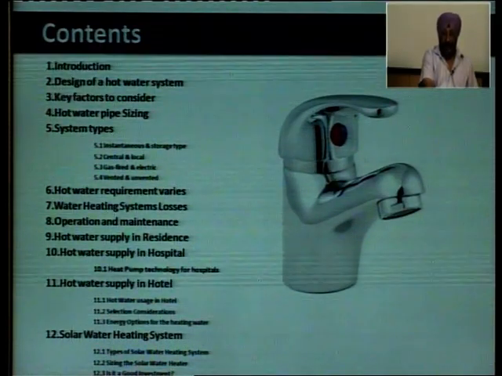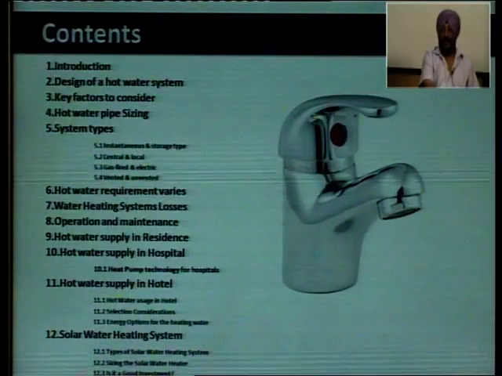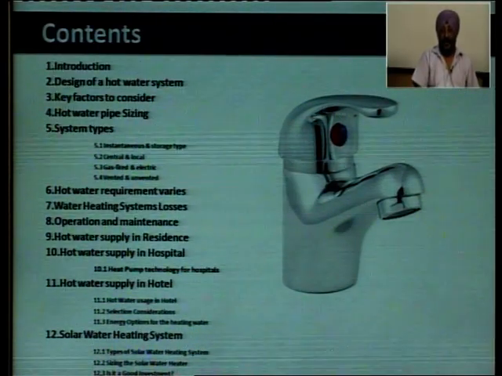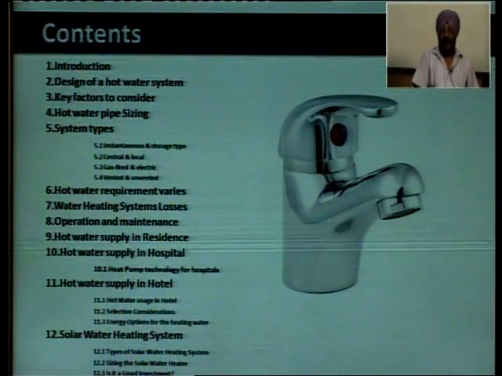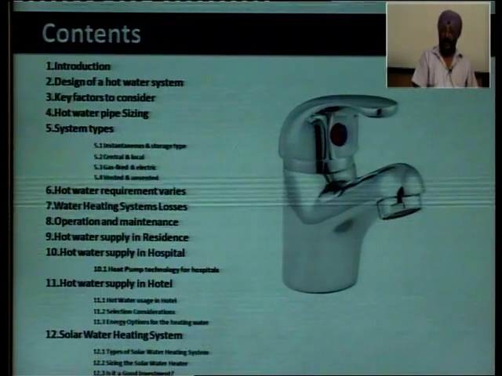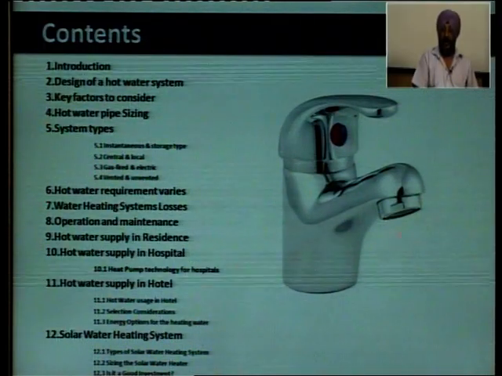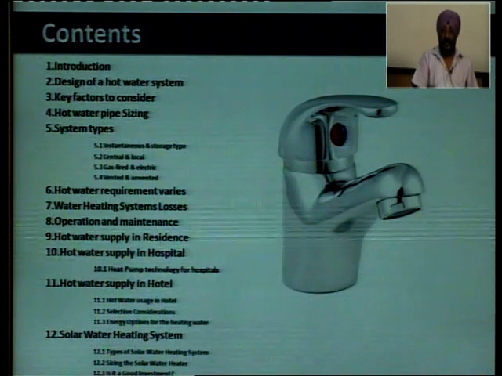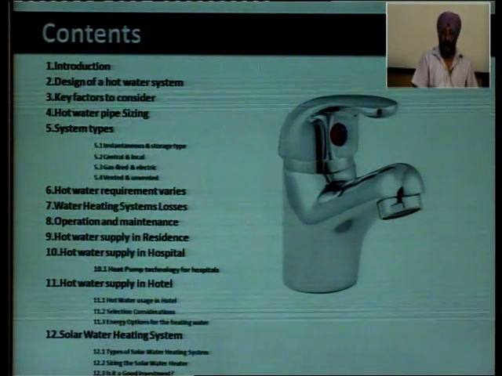So, before we commence with today's presentation, I will ask you one simple question. You all have used hot water in your toilets. So, on which side of the wash basin or on which side of a bath should the hot water tap be? Should it be on the left side or should it be on the right side?